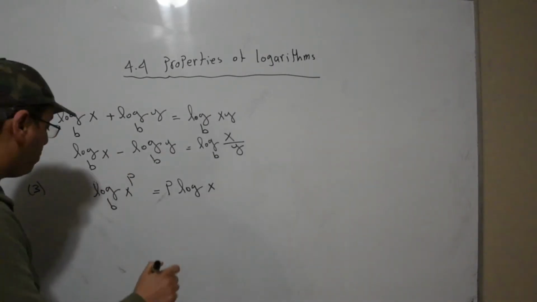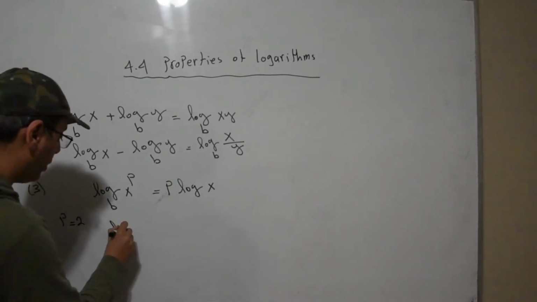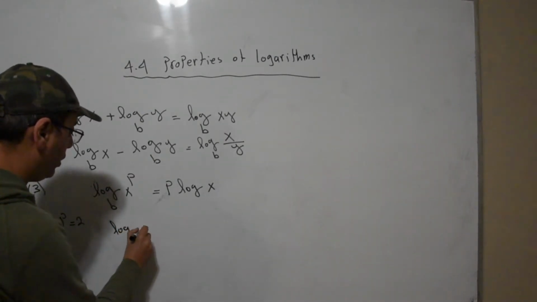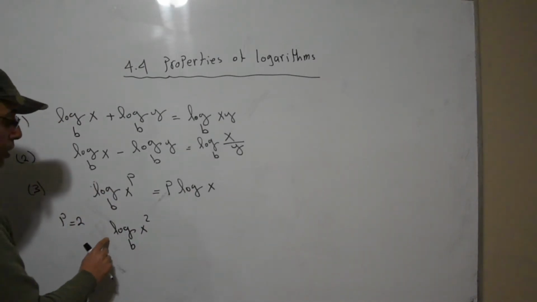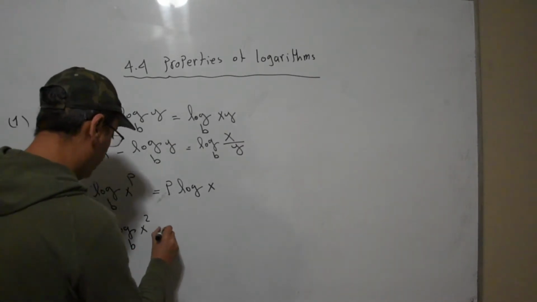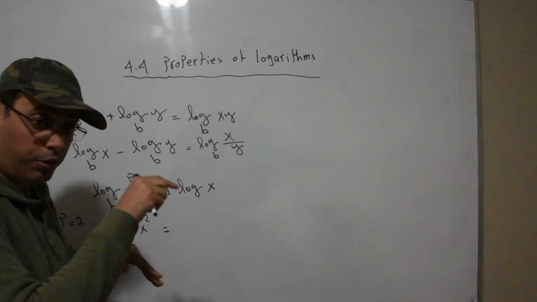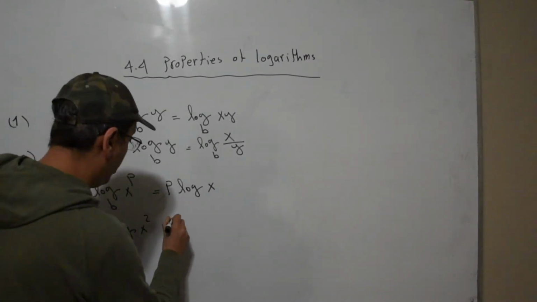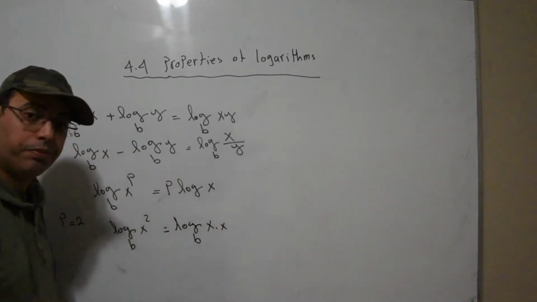Let's set p to 2. So I have log base b of x squared. I want to show that this is equal to 2 log base b of x. Let's try that. First of all, I'm gonna break x squared down to x times x. So log base b of x times x.